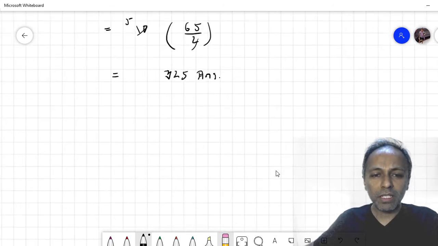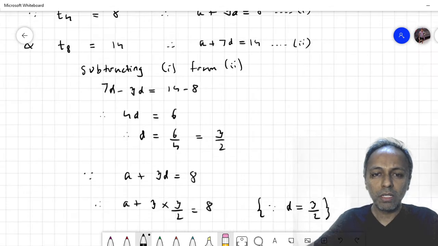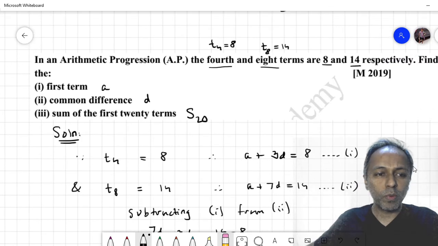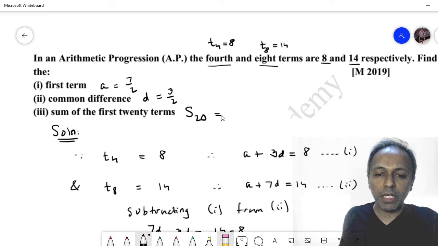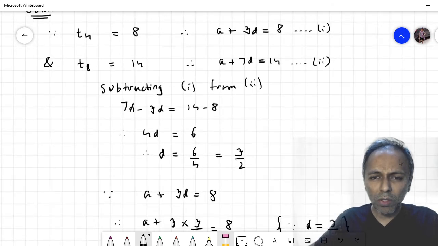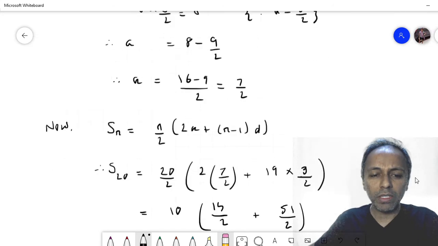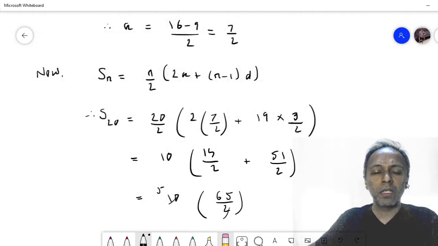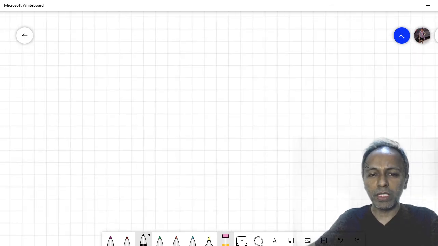Let us look at some more points in arithmetic progression. In the meanwhile, let's just go through the solution. This was a board question. We were asked to find out A, which we got as 7 upon 2. Common difference we got as 3 upon 2. And S20 we got as 325. From T4 and T8 we could get equations 1 and 2. We solved them simultaneously. We got A and D both. And then we got S20 with the help of the Sn formula. Let us look at some extra unique points of this topic and then we can conclude with this.